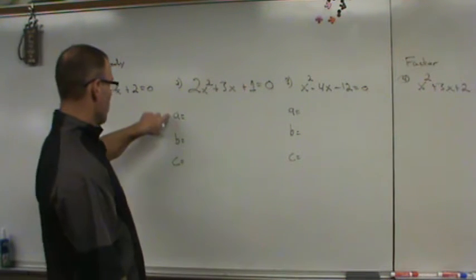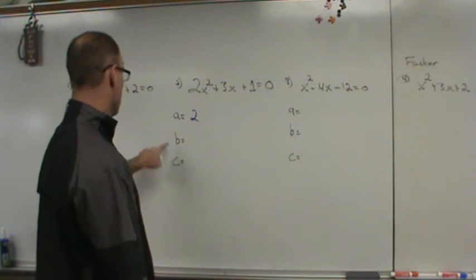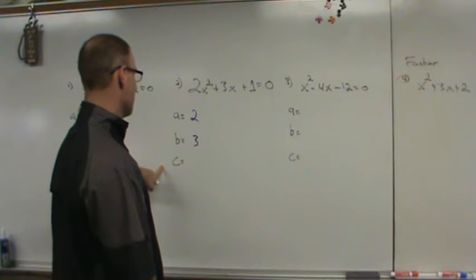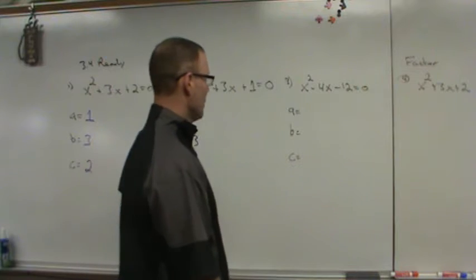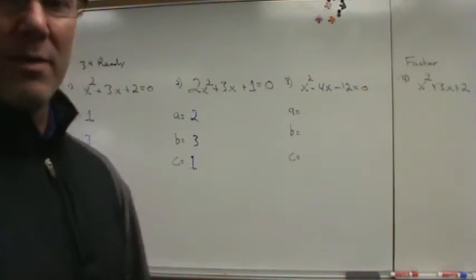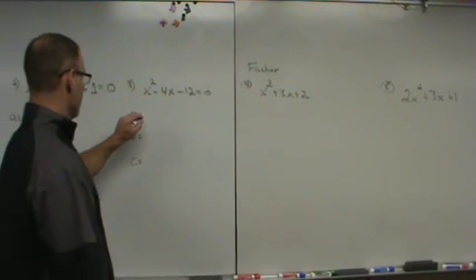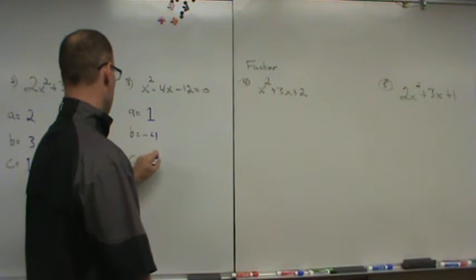Number 2, what is A? If you said 2, you're correct. B, the B value. If you said 3, you are correct. C, if you said 1, you are correct. And finally, question number 3, identify A, B, and C. Take a second, see if you can do that one. You should get 1, -4, -12.